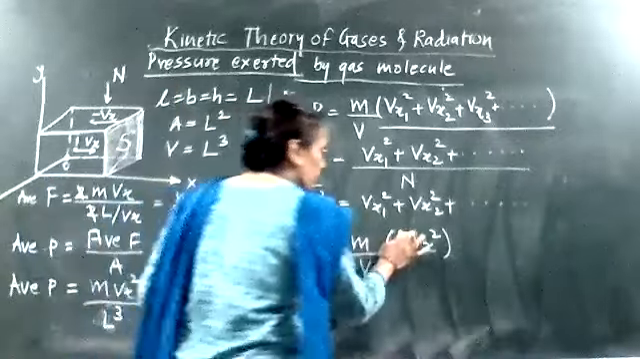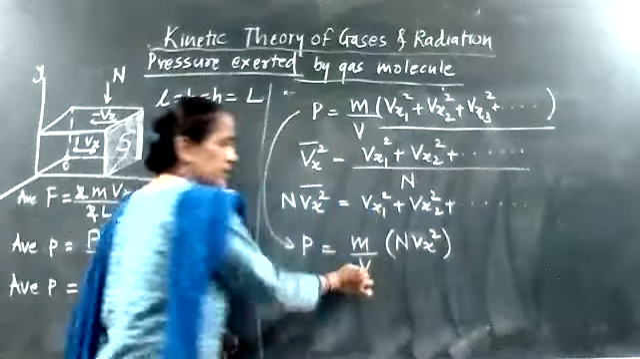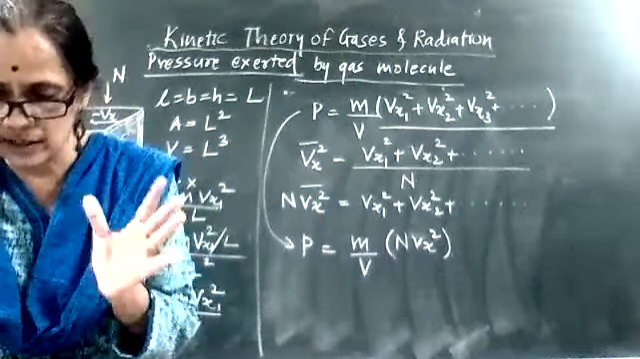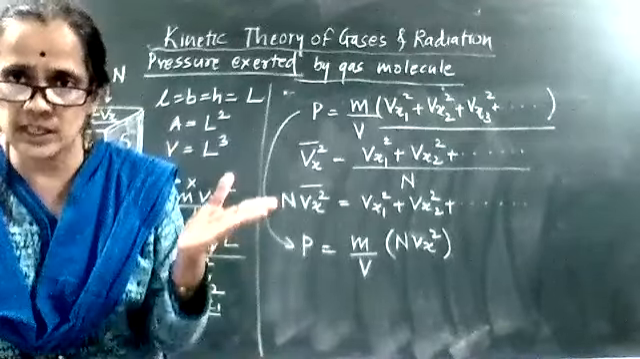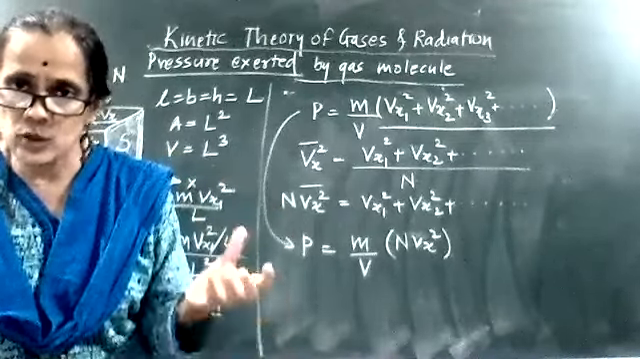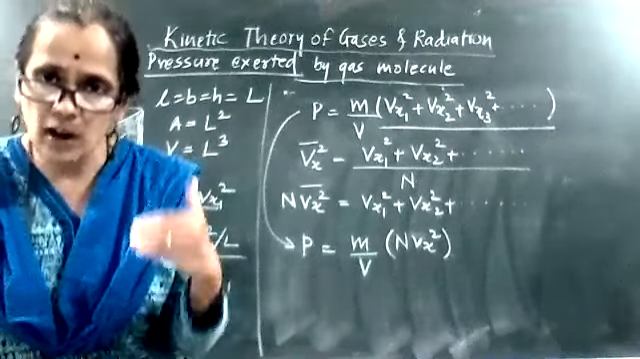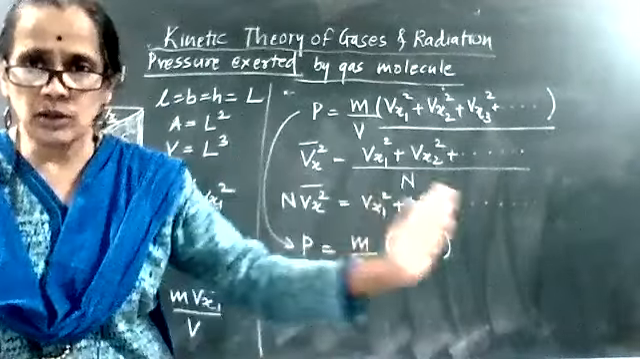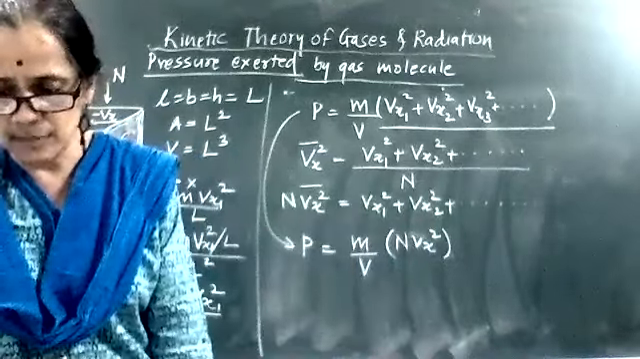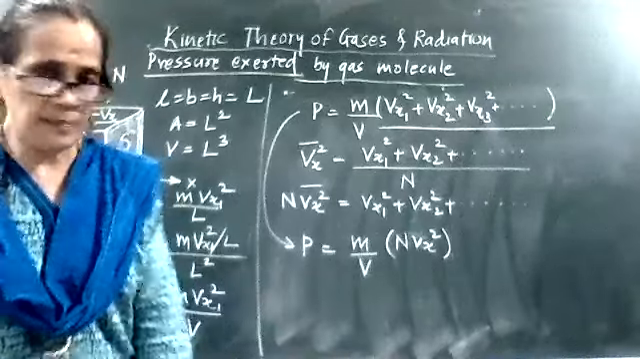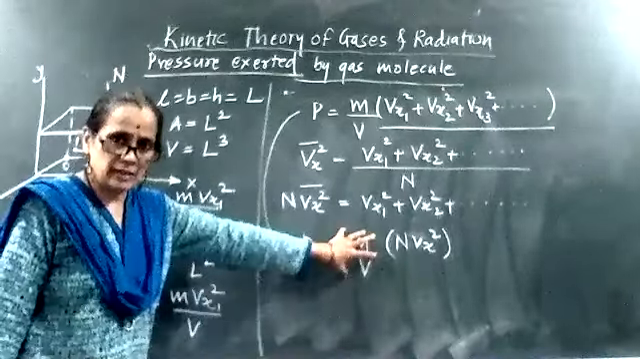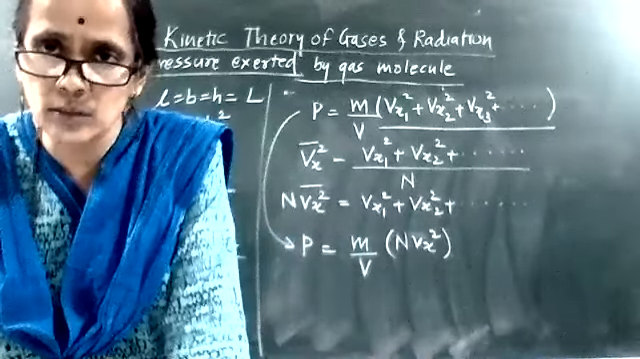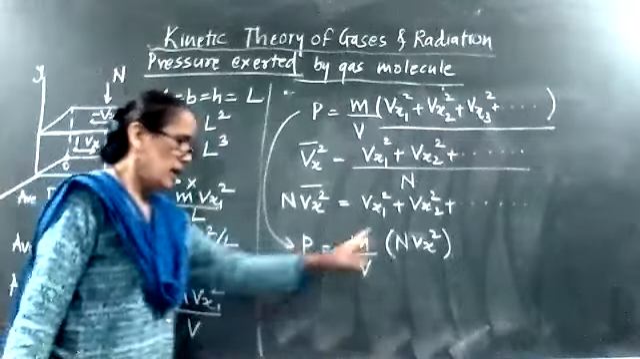Now this small v is for velocity and this capital V is nothing but the volume. So just concentrate: what is capital V? Capital V is the volume of the gas, and small vx is the velocity of all gas molecules which are traveling parallel to the x-axis. That is nothing but the velocity. Clear?